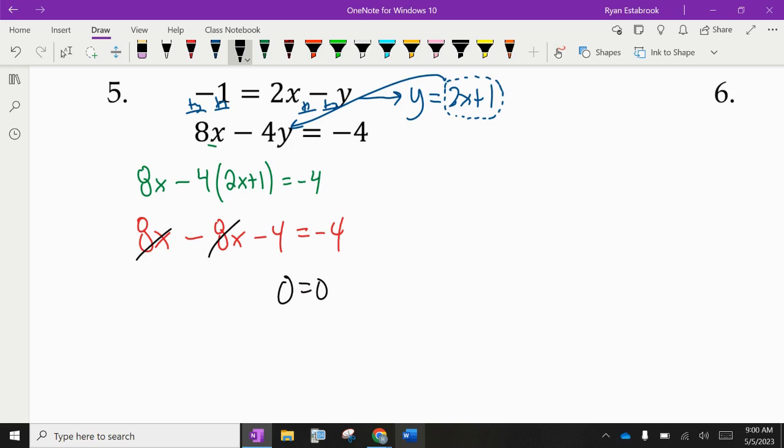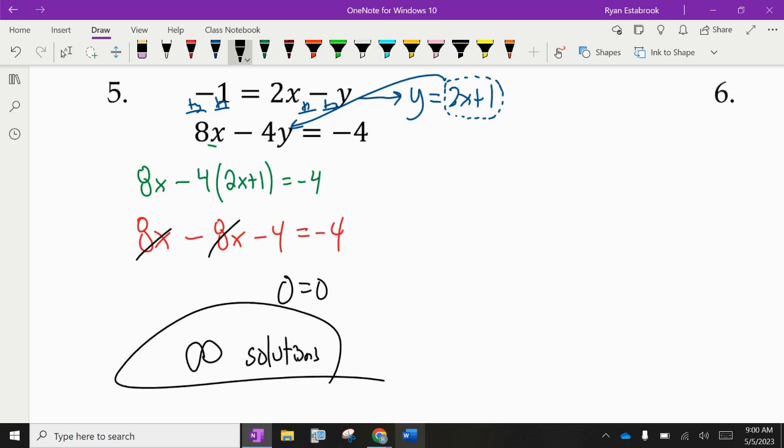So what's happening here? Well, these are really the same line. They're just in different forms to begin with. So where do they intersect? I'm not going to say all real numbers because these don't have all real numbers in them, but they do have infinite solutions. Not every single solution, but there are an infinite number of them.